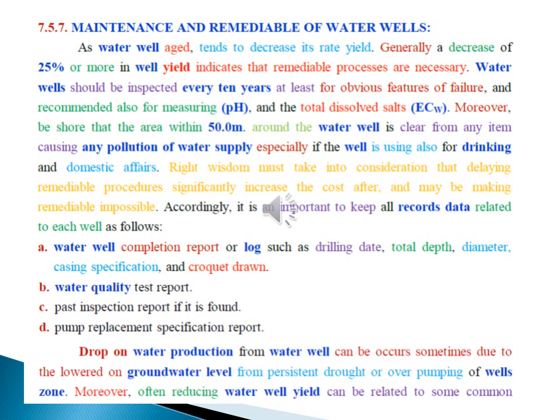Moreover, it is important to keep all record data related to each well as follows: the water well completion report or log, such as drilling date, total depth, diameter, casing specification, and water drawn; the water quality test report, past inspection reports, if found, and the pump replacement specification report also.